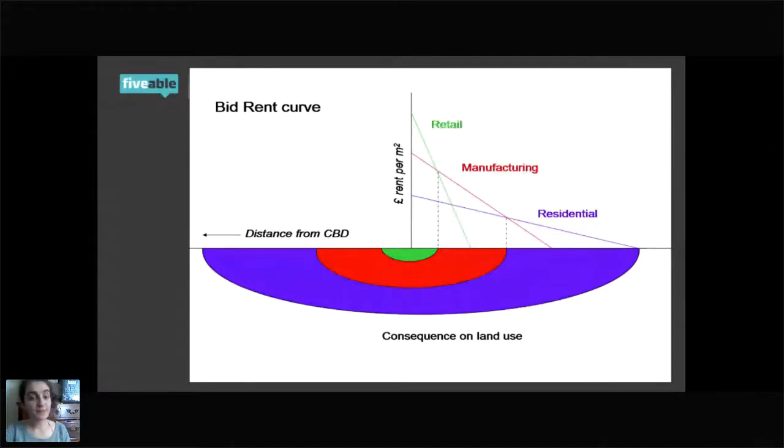Okay. So the bid rent curve. Rent, we know we're going to be talking about land and the cost of land, just from the name of the concept, right?